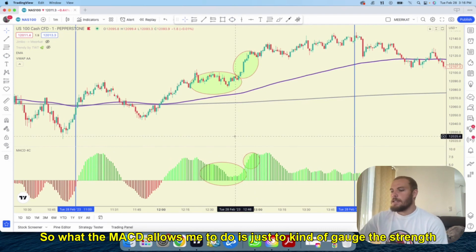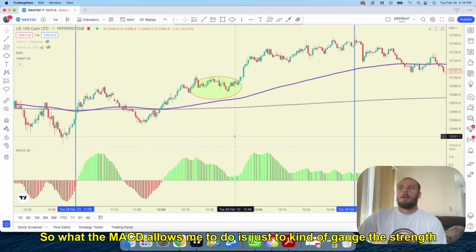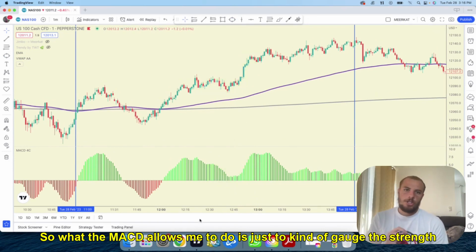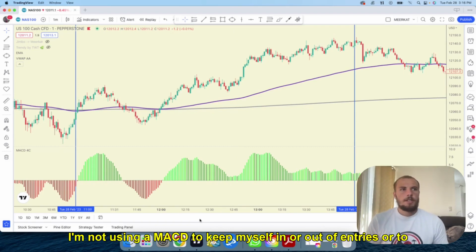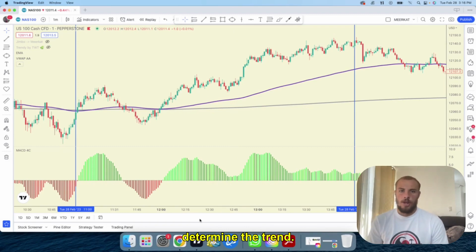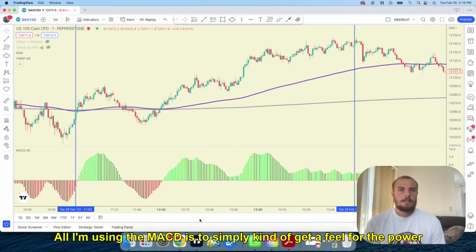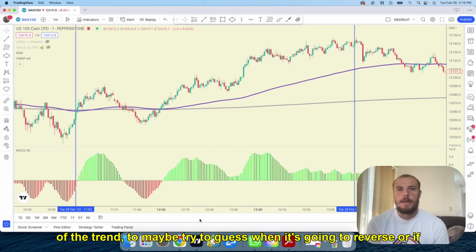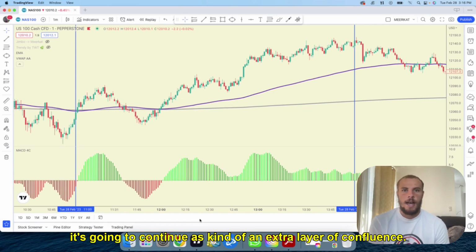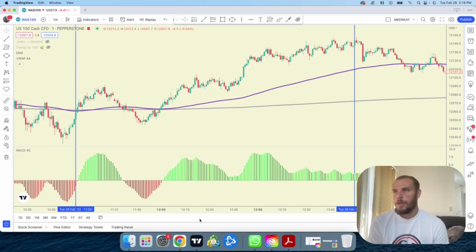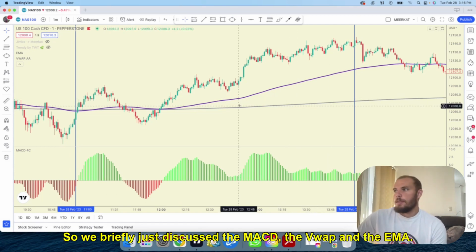So what the MACD allows me to do is just to kind of gauge the strength of a trend. I'm not using a MACD to keep myself in or out of entries or to determine the trend. All I'm using the MACD for is to simply get a feel for the power of the trend, to maybe try to guess when it's going to reverse or if it's going to continue, as an extra layer of confluence. So we briefly just discussed the MACD, the VWAP, and the EMA.